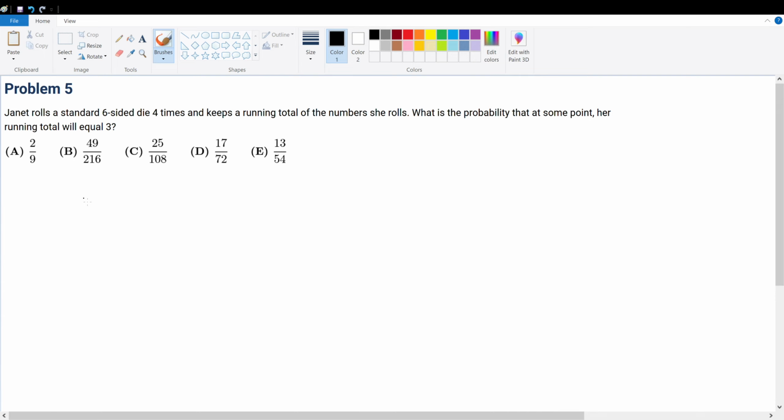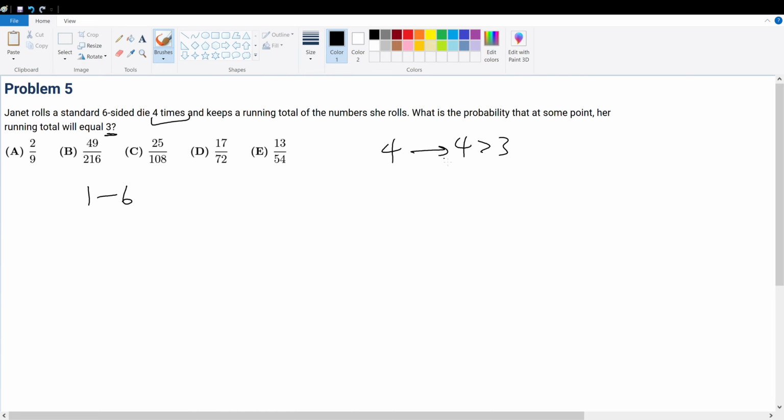She has a 6-sided die numbered 1 to 6, and we roll it 4 times. We want the cumulative total to be equal to 3. Well, if we roll it 4 times, what is the minimum of each roll? The minimum of each roll is 1. So the minimum we can get after rolling it 4 times is 4, which exceeds 3.